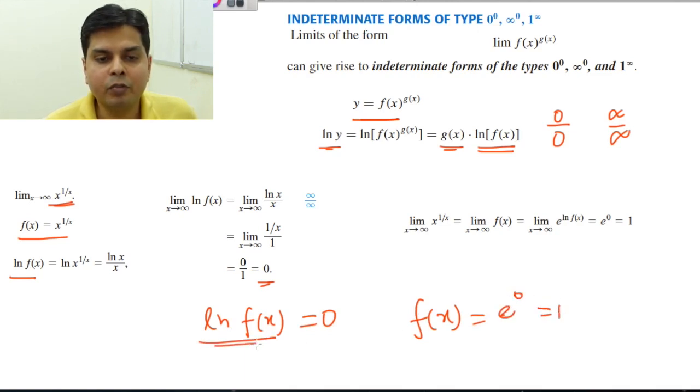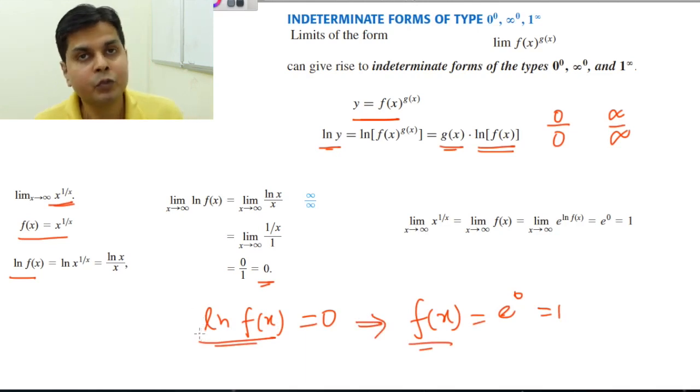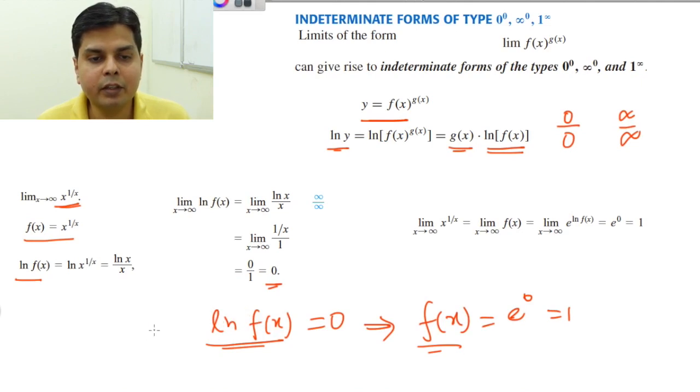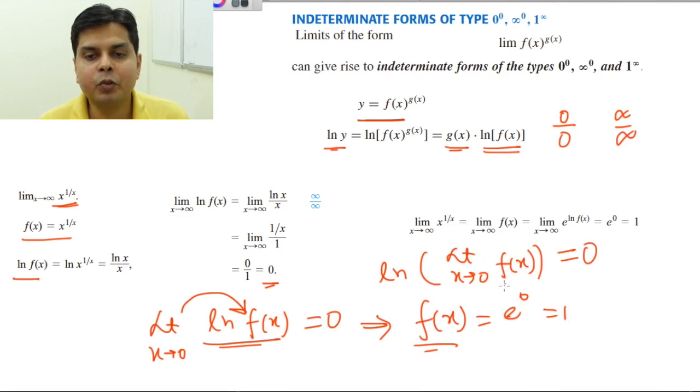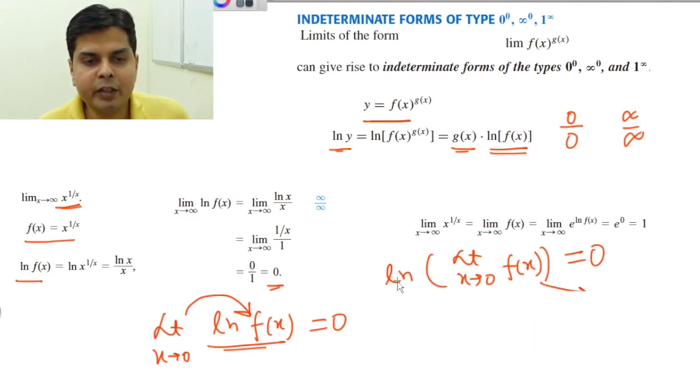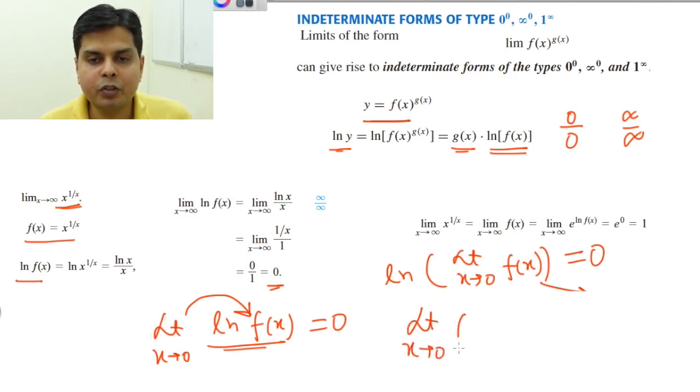Now why can I do this step, from this step to this step? Because ln is a continuous function. By the theorem on continuous functions, when this function is continuous, the limit operator I can take inside. Okay, so limit of ln f x is equal to 0. When I take this inside, I will get ln of limit f x will be 0. So from here, I can take the limit inside. So now I can write this whole thing as limit f x will be e to the power 0, which is equal to 1.